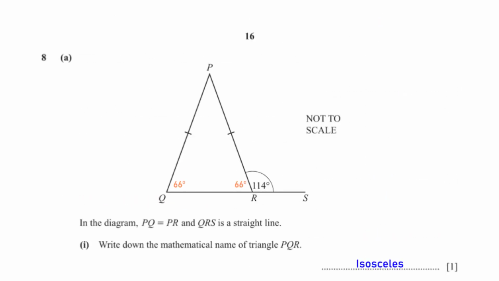In the diagram, PQ equals PR and QRS is a straight line. Write down the mathematical name of triangle PQR. In triangle PQR, there are exactly two equal sides, so it is an isosceles triangle.